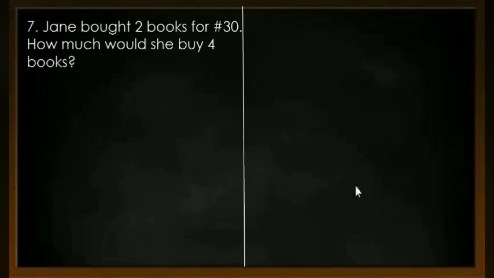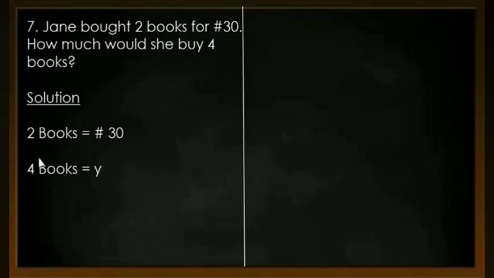Alright, this is another example. This question says that Jane bought 2 books for 30 naira. How much would she pay for 4 books? This question is assuming that the books you are talking about are the same books. When it comes to a question like this, you will have to start by writing out the parameters. 2 books were bought for 30 naira.